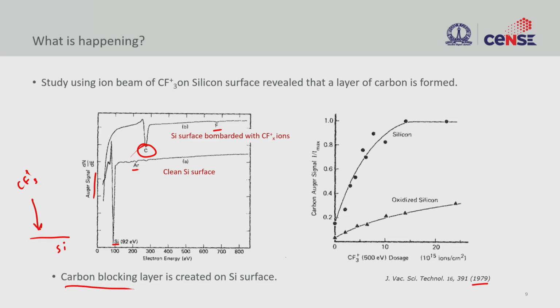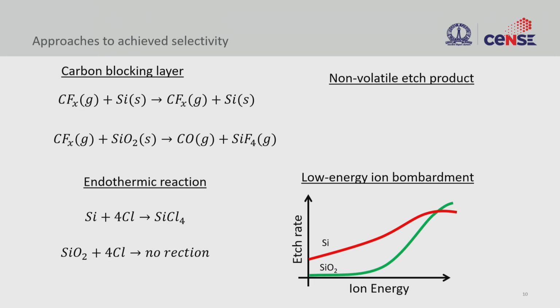And this is what you see when you look at various CF3 plus concentration irradiated on oxidized silicon and also on just pure silicon. So the carbon signal on pure silicon kept on increasing, while on oxidized silicon you saw a marginal change in the surface property. The main reason for this is the chemistry that happens between oxide and CF3, right. So this is what actually is happening there.